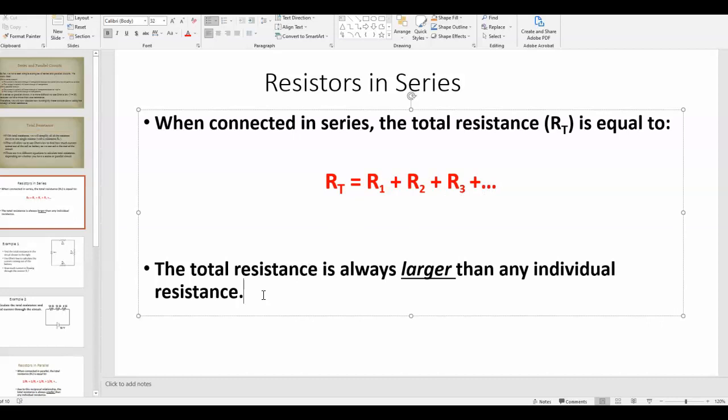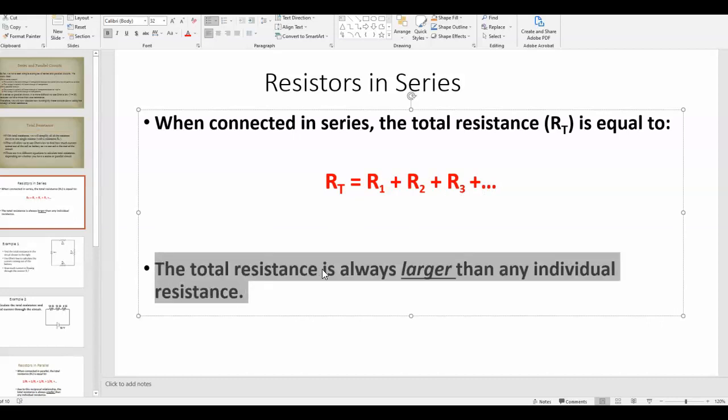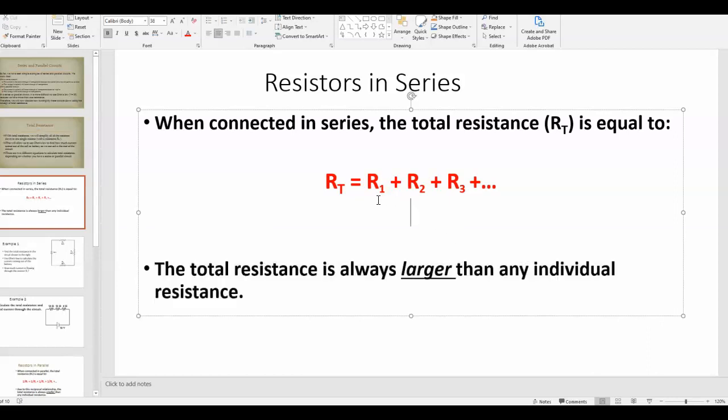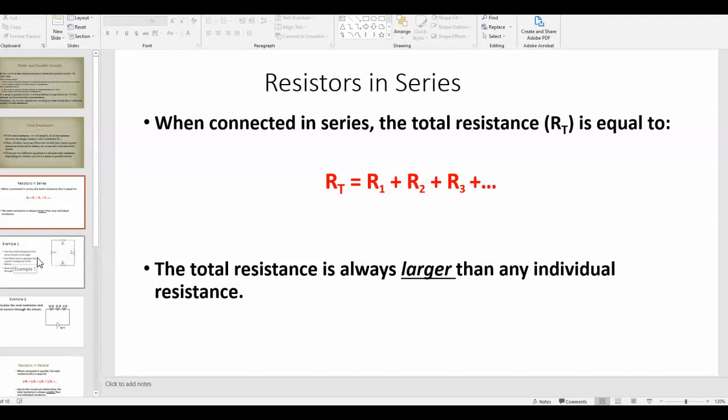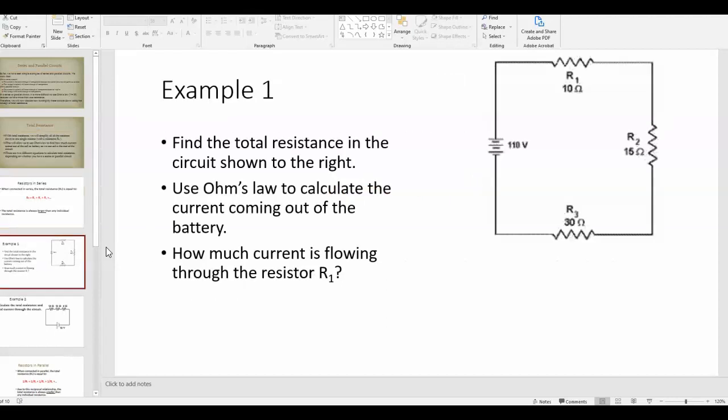Okay, and when that happens, the total resistance that you end up with is always bigger than any individual resistance. Okay, which should make sense because obviously if you add more numbers together, you get a bigger number. Okay, so doing problems with resistors in series is very easy because finding the total resistance just requires you to add up the values. All right, so let's take a look at some examples and you'll see what I mean with these problems.